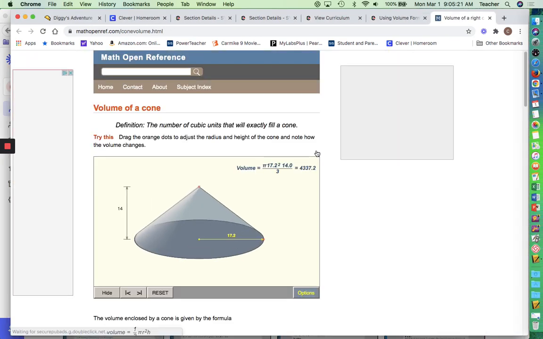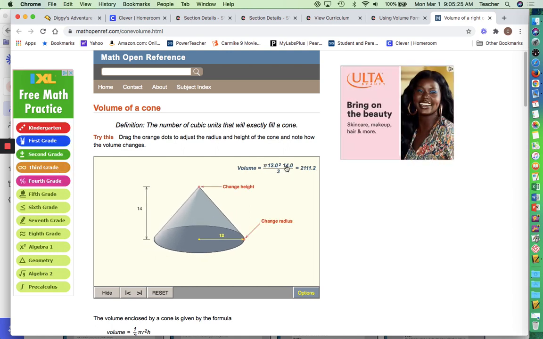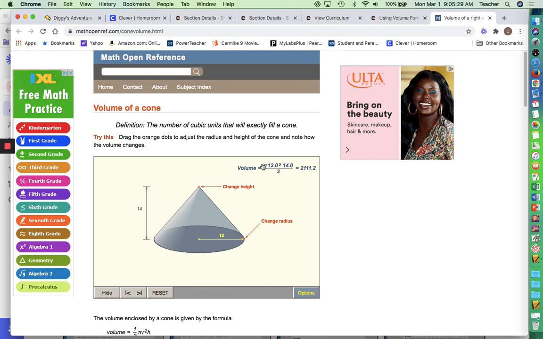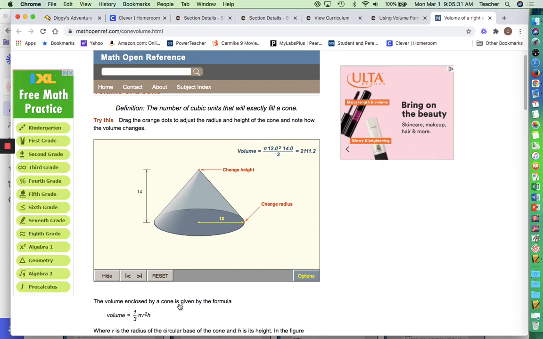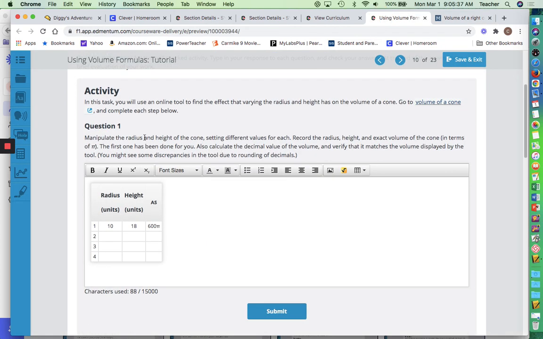Alright, so they give us a cone. So there's your divided by 3, that's your 1/3 pi r squared h. So same formula, but because it takes 3 cones to make a cylinder, it's a 1/3. There it is right there, 1/3 pi r squared h. All right, so I bet we're going to be filling in some stuff. Yes, we are. Manipulate the radius and height. Okay, so same thing we did for a cylinder, we're going to do for a cone.